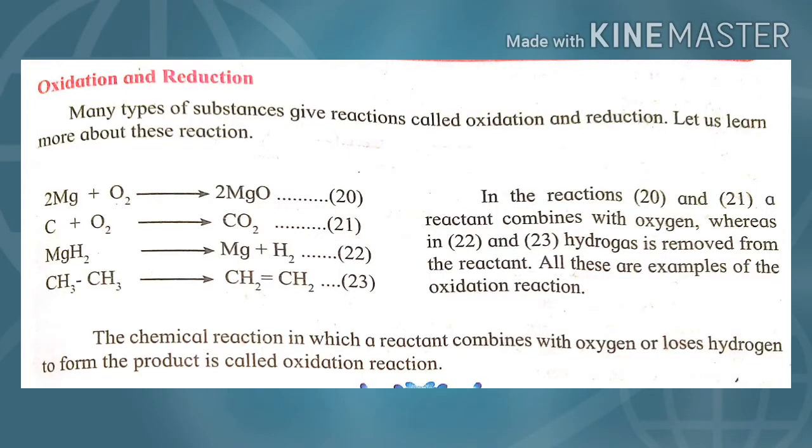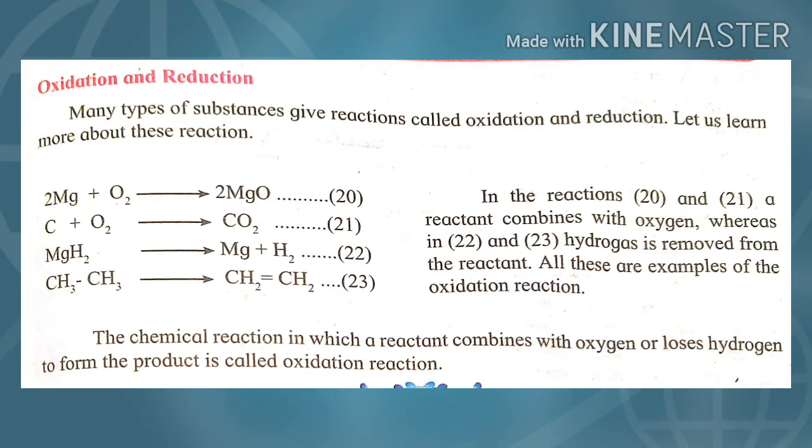Now we discuss oxidation and reduction reactions. For this purpose, we discuss different examples. Magnesium reacts with oxygen to form magnesium oxide. Similarly, carbon reacts with oxygen to form carbon dioxide. In the above reactions, what happens? The reactant combines with oxygen.